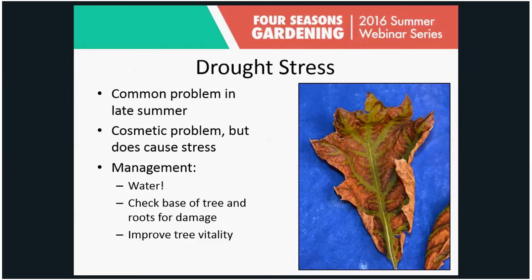So one thing that can often be confused with oak wilt is drought. That's again something we tend to see starting in summer, because as we get further and further into the year, the plants have gone longer and longer without water. So again, this is a common problem in late summer. Again, it's usually a cosmetic problem, but it does cause stress to the trees.